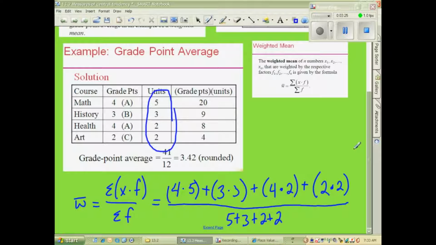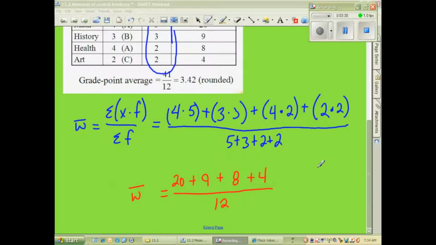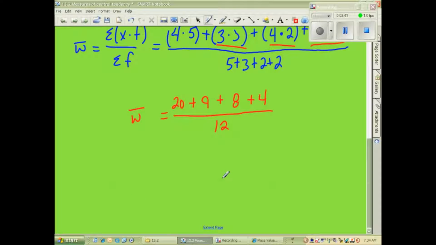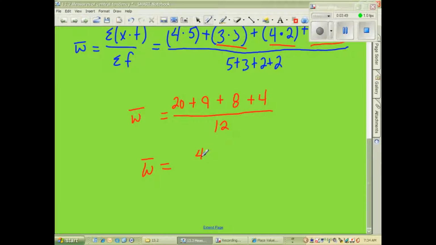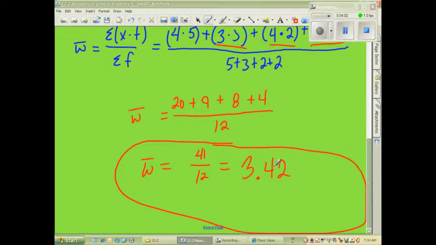Alright, so with that said, now we simplify our formula. Our weighted mean at this point is 20 plus 9 plus 8 plus 4 divided by 12. One more step. Our weighted mean is equal to 41 divided by 12, which is equal to 3.42. So that's my GPA, my 3.42 GPA for that particular semester.